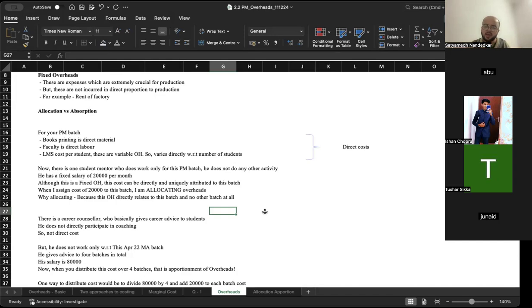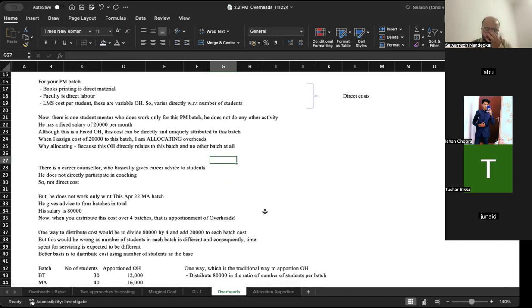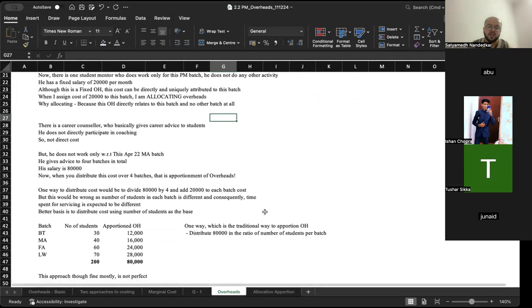Think about a career counselor who basically gives advice to students. He does not directly participate in the coaching, so he is not direct labor. He is giving career advice to students, so it is not a direct cost. If students go to him for career advice, then he will give career advice. Okay, he gives advice to 4 batches in total. His salary is 80,000.